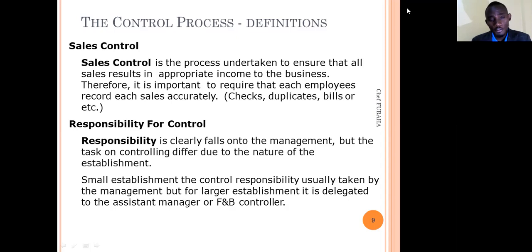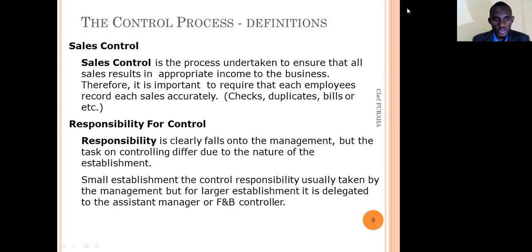So, therefore, sales control is the process undertaken to ensure that all sales result in appropriate income to the business. Whichever sale is made, it must be recorded. So we are going to go through sales control to ensure that all sales that we made have been used, have been deposited, have been recorded, and have generated the appropriate income to the business.